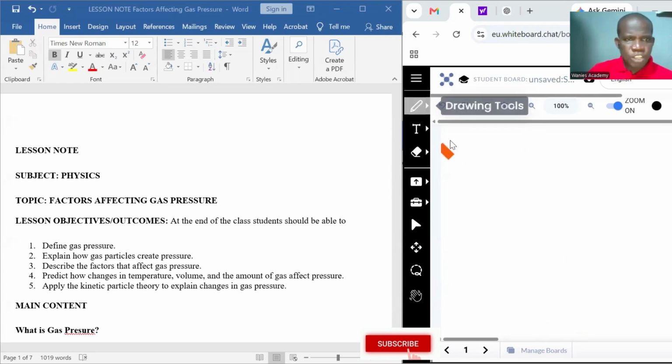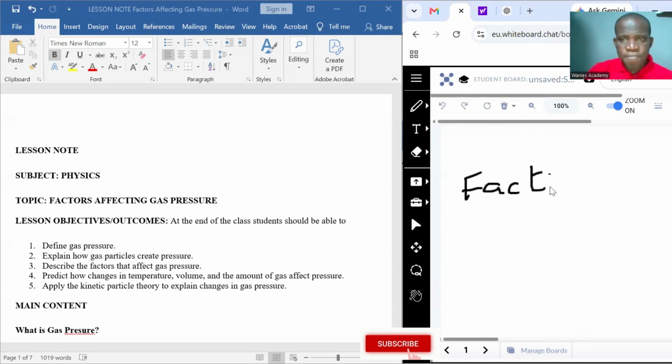Today, we are looking at factors affecting gas pressure. There are various factors, but the first thing we need to understand is what we mean by the word gas pressure. What is gas pressure? You should be able to define gas pressure before you talk about the factors affecting it.